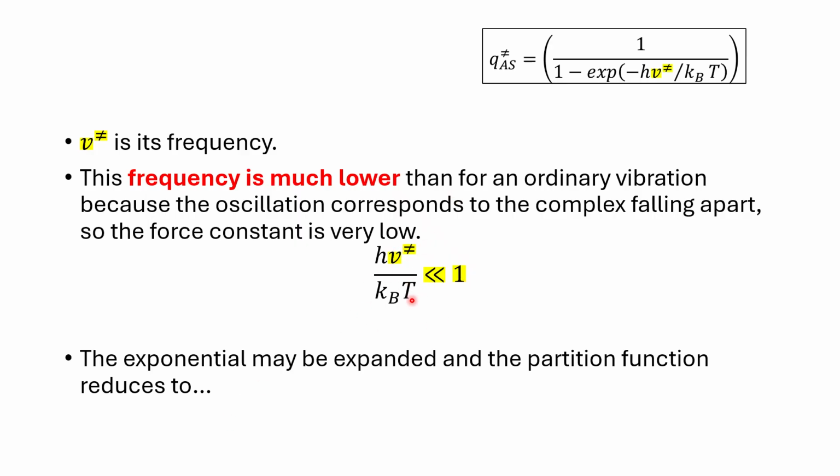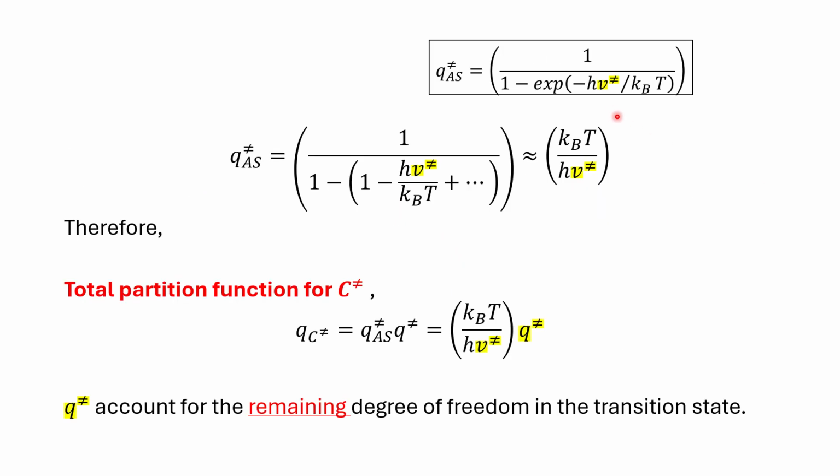So this small argument will allow us to use a power series expansion, such as a Taylor expansion, for the exponential term in the equation. We can expand the exponential term from these equations using the approximation. So the partition function for the asymmetric stretching mode can be simplified into this expression.